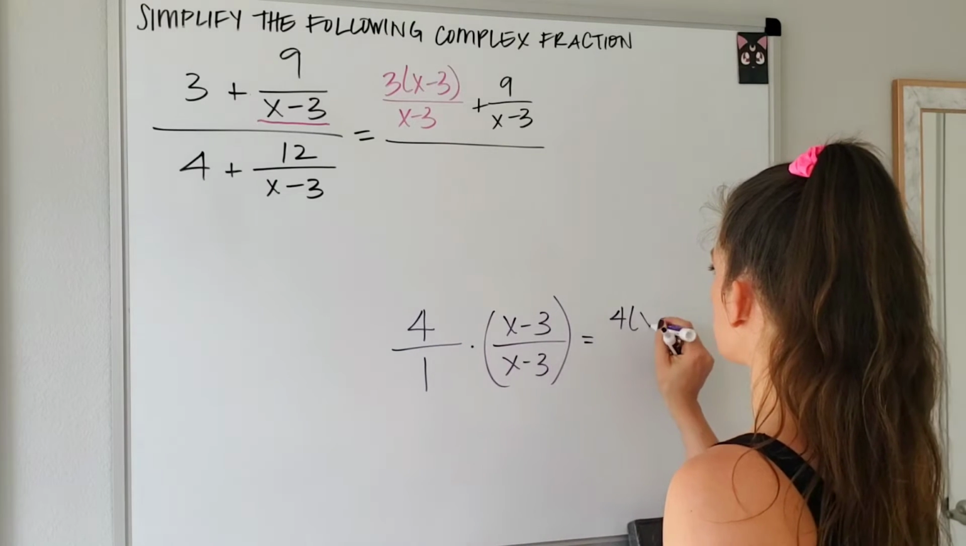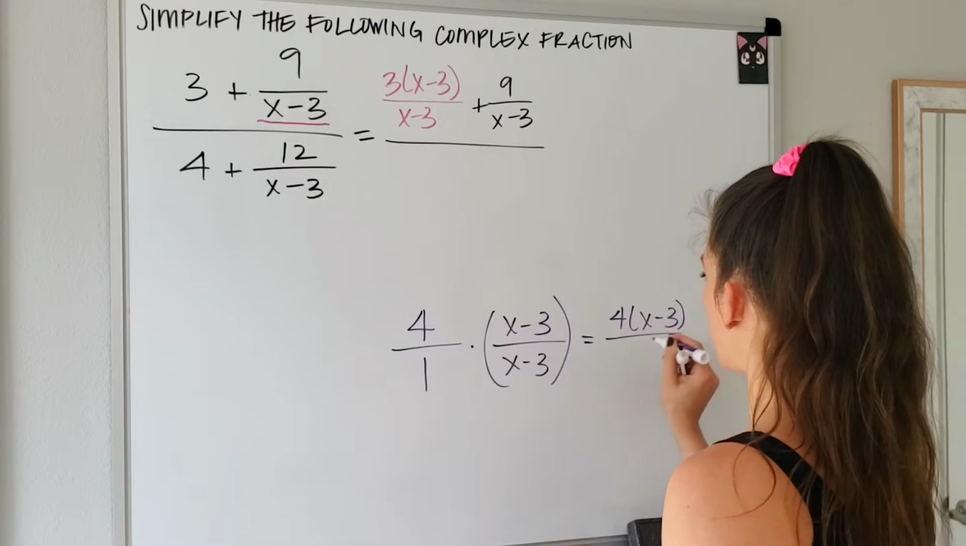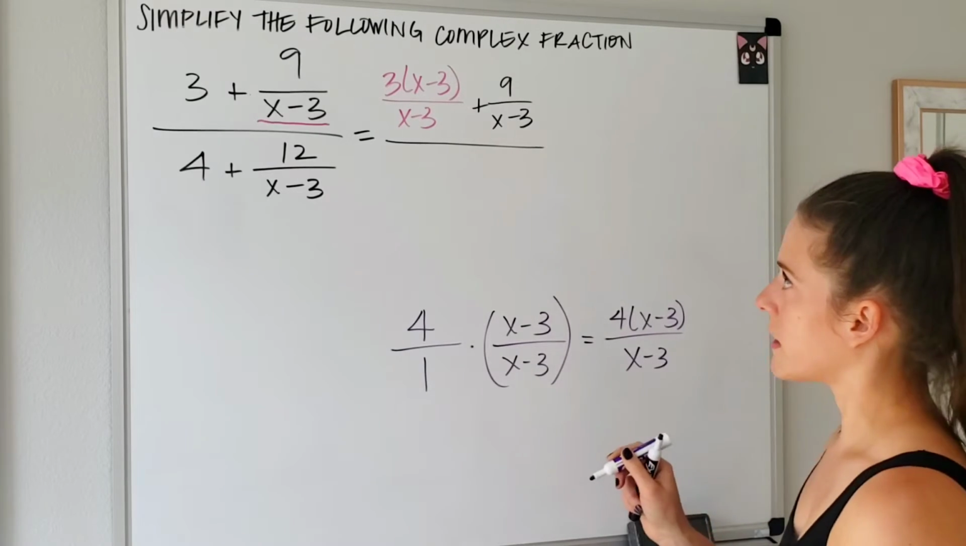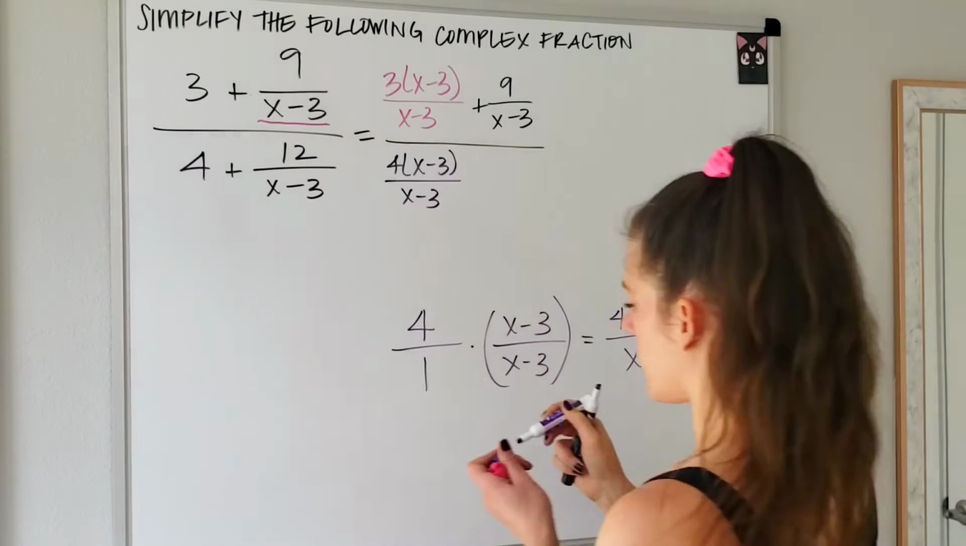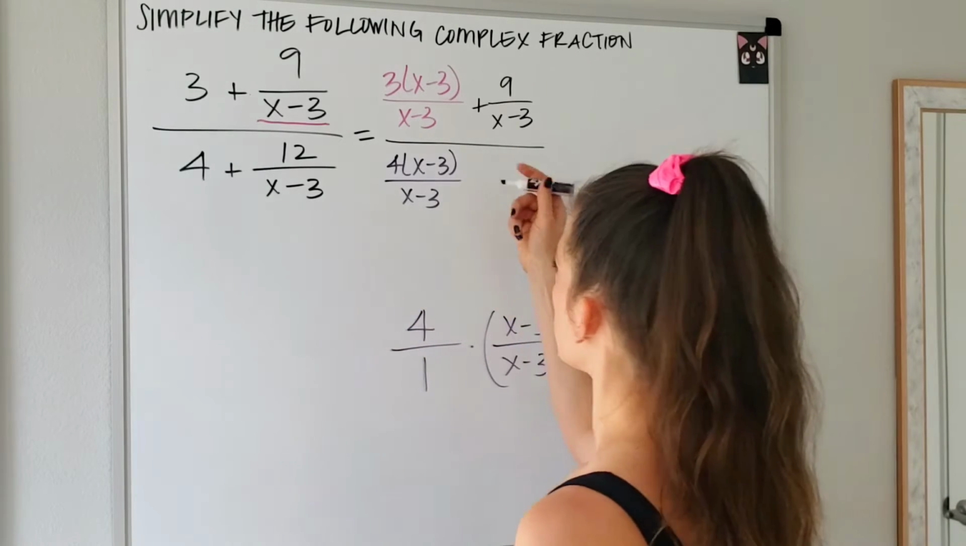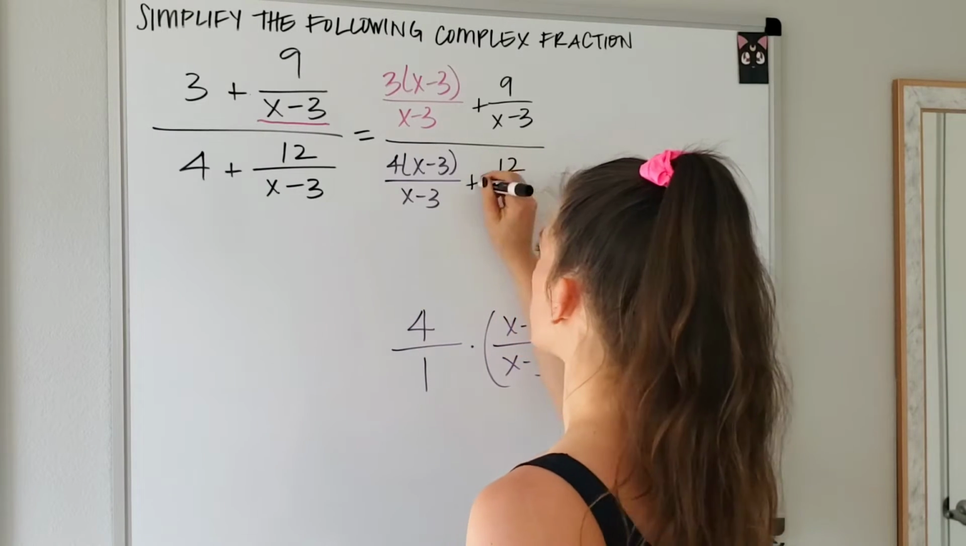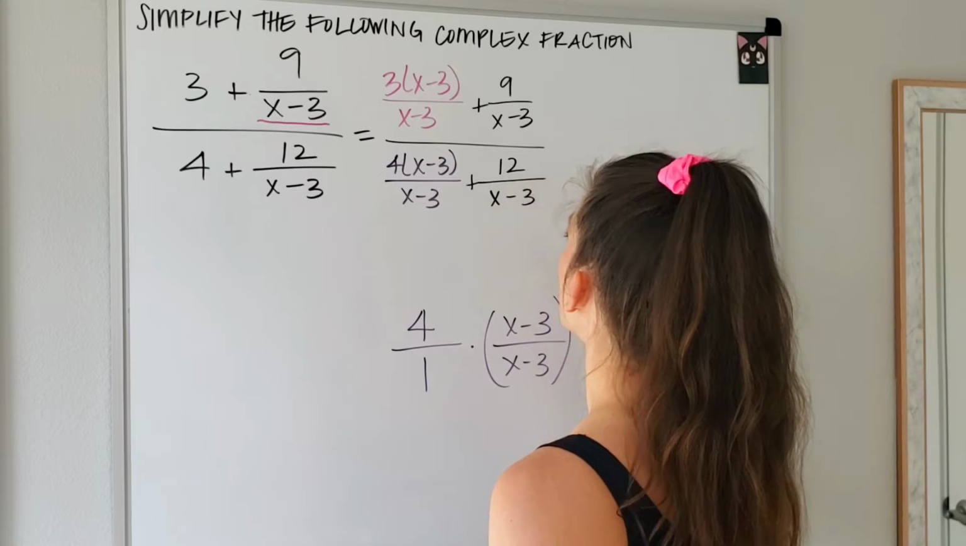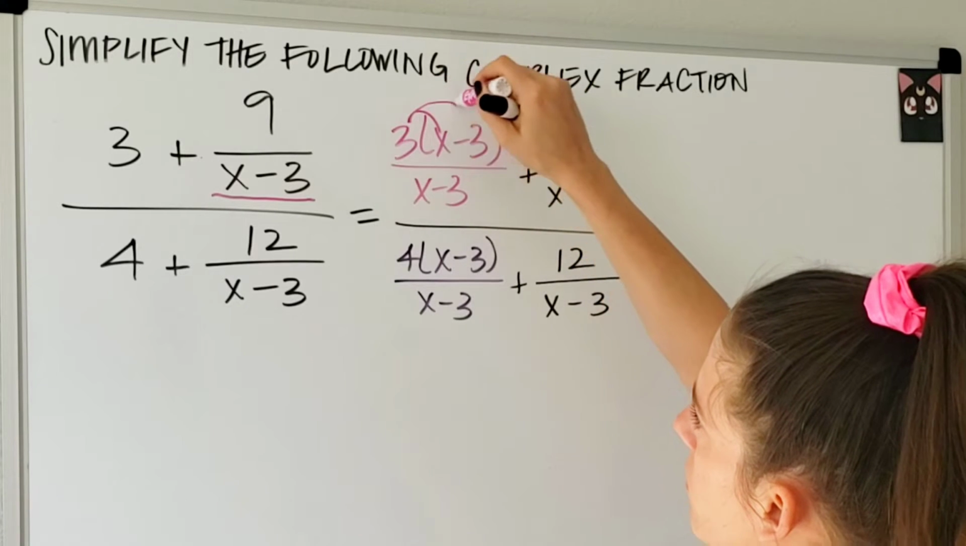Again, let's just leave this for now. 4 times that over x minus 3. Let's pop that up here. And then the rest of the denominator, plus 12 over x minus 3. Let's go ahead and distribute. I have a feeling we're going to need to.